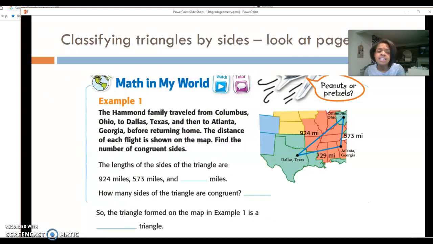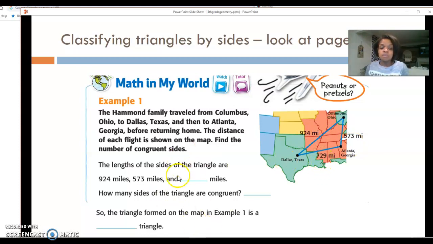All right, so let's look at this one. The Hammond family traveled from Columbus, Ohio to Dallas, Texas, and then to Atlanta, Georgia, before returning home. The distance of each flight is shown on the map. Find the number of congruent sides, okay? So here is the map over here, and it already has the units of measure for you. It says 924 miles, 573 miles, and then 729 miles.